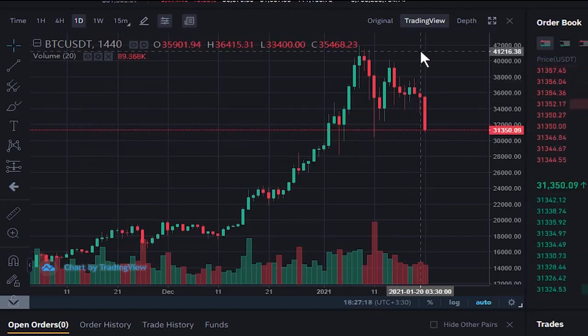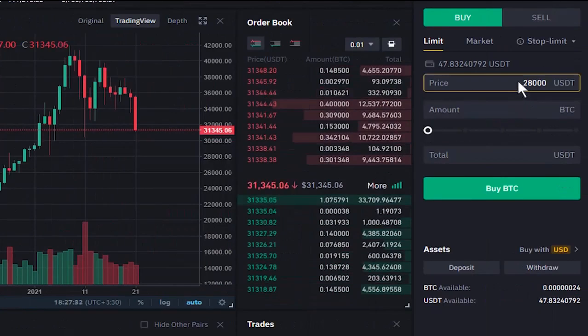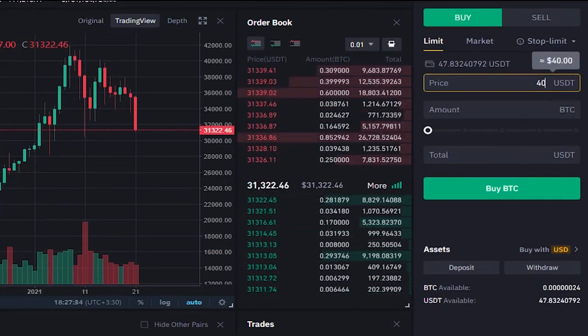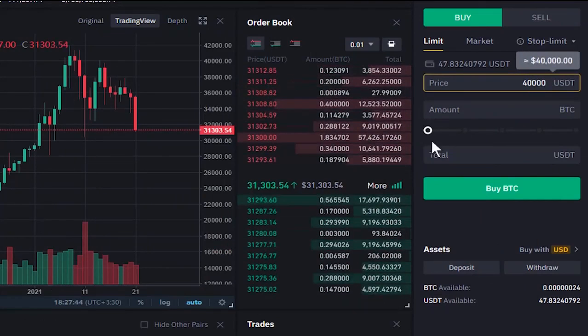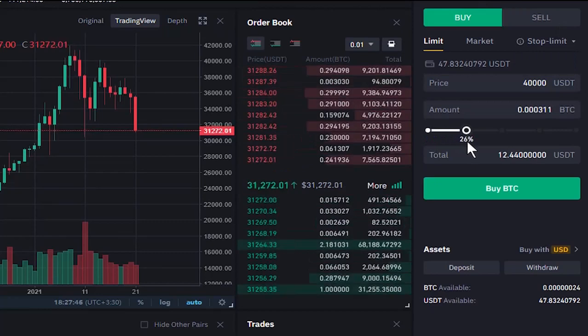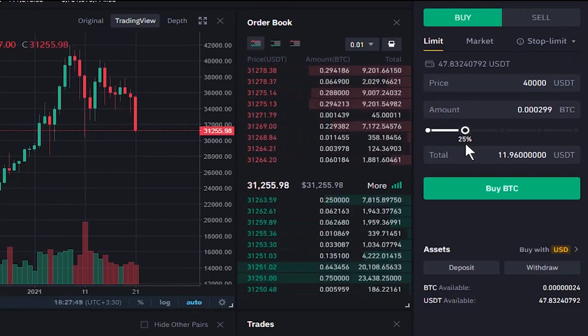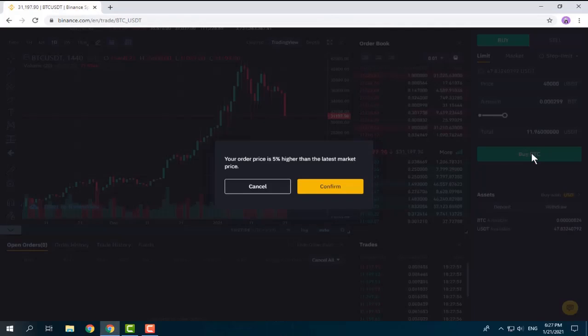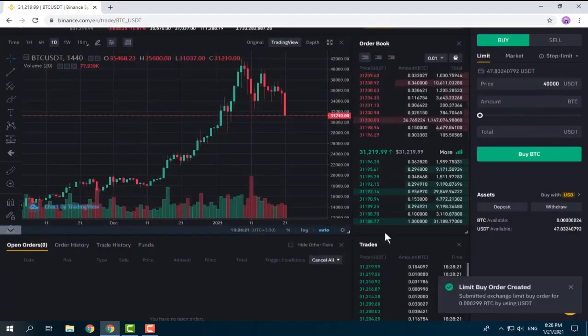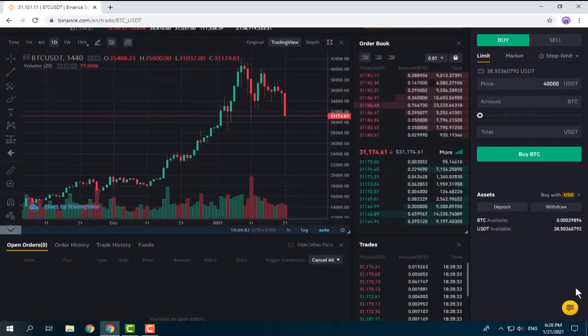Let's see what happens. For example, let's place our limit price on 40,000 and the amount, for example, 25% of our available Tether, and we click on buy BTC, and it shows this message that your order price is 5% higher than the latest market price. And if we click on the confirm, it's done and the order executed instantly.